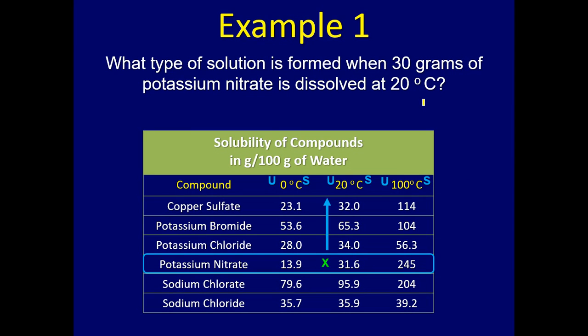Okay, what type of solution would be formed when 30 grams of potassium nitrate is dissolved at 20 degrees Celsius? All right, so we're going to go down and find potassium nitrate, and we're looking at 20 degrees Celsius, so we're over here. And 30 grams is less than that amount. So in this range, it falls right here. So it's an unsaturated solution. It's less than 31.6.